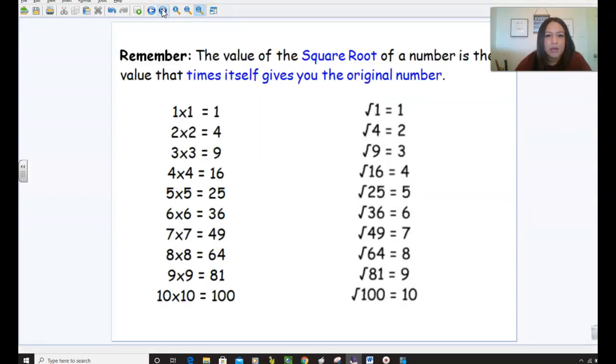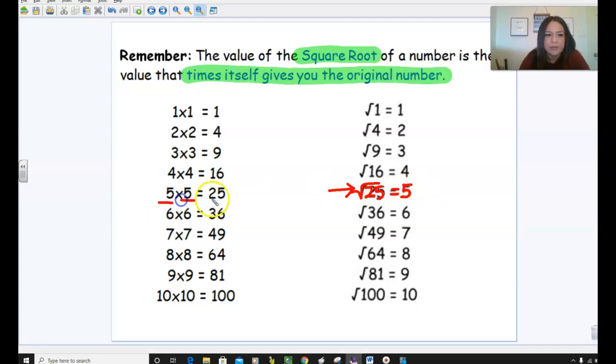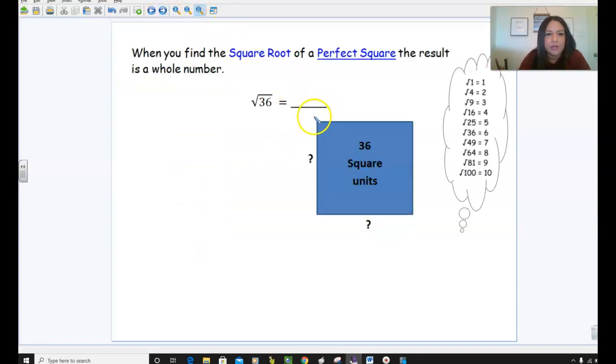So last week you guys wrote these down in your notes. This is not new, but we're going to use them today to make some approximations of other square roots. The value of the square root of a number is a value that times itself gives you the original number. So very simple. For example, the square root of 25 is equivalent to 5. Why? Because 5 times 5 will give me 25. That's what we looked at last week on Friday. So let's move on and apply that to what we're going to do today.